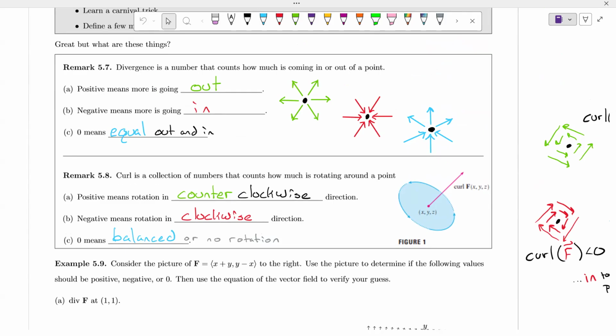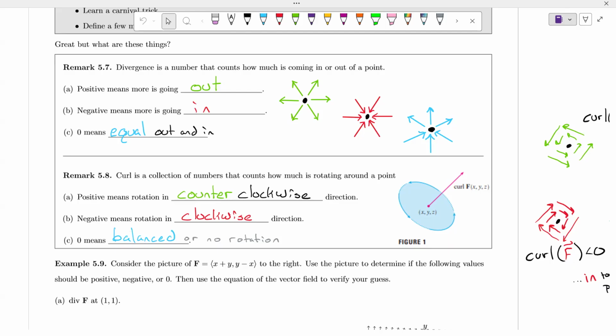We want to be diverging from the point if it's positive. The opposite of that being converging. So that'll be the negative direction for the divergence. So we don't call it the convergence, it's the divergence. So out is going to be the positive direction. In is the negative direction.